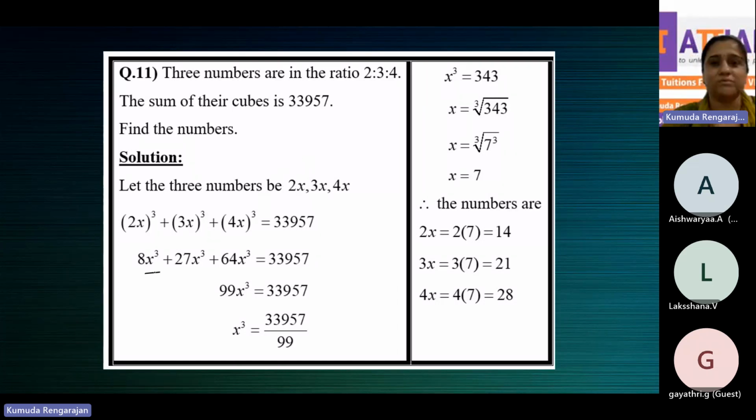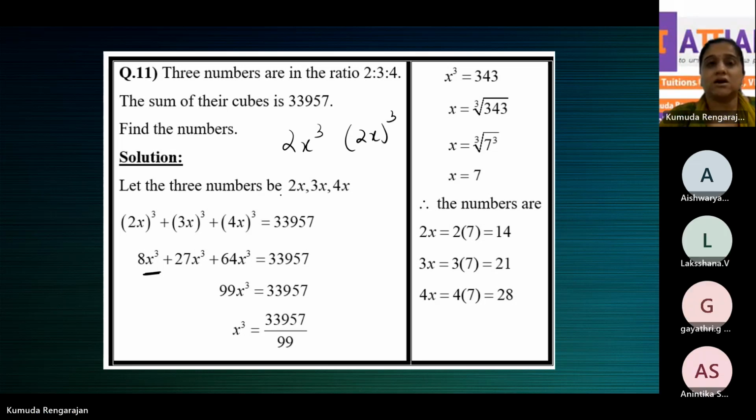So 8x cubed. See, 2x the whole cubed is not 2x cubed, children. 2x cubed is different from 2x the whole cubed. 2x cubed means this power 3 is only for x. 2x the whole cubed, the power is for both x and 2.